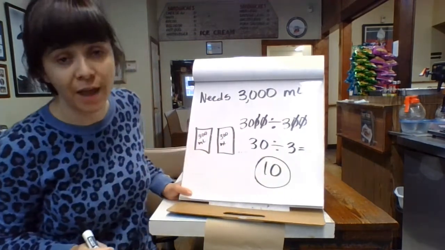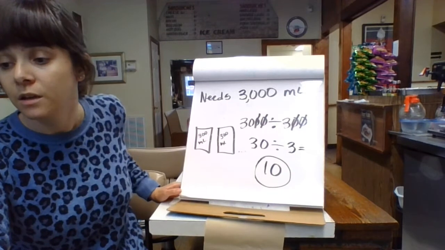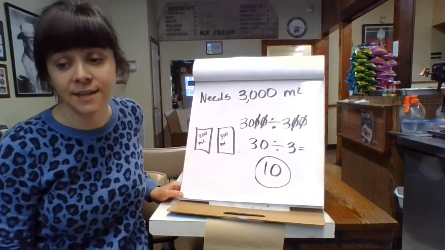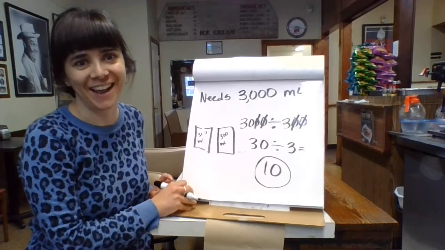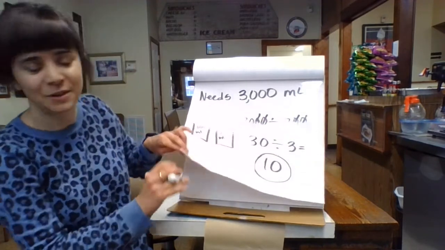Okay, so for that problem, it says how many cans should she buy. So it'd be 10 cans, like a tin can. Didn't plan that. That's pretty cool.